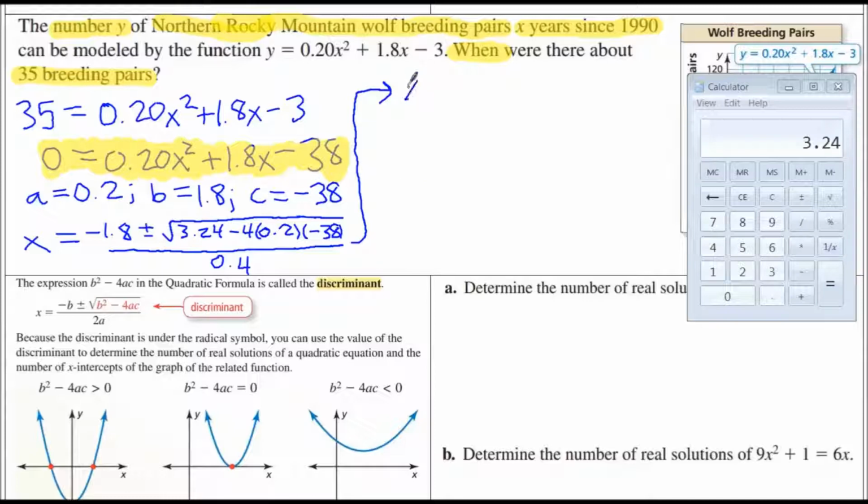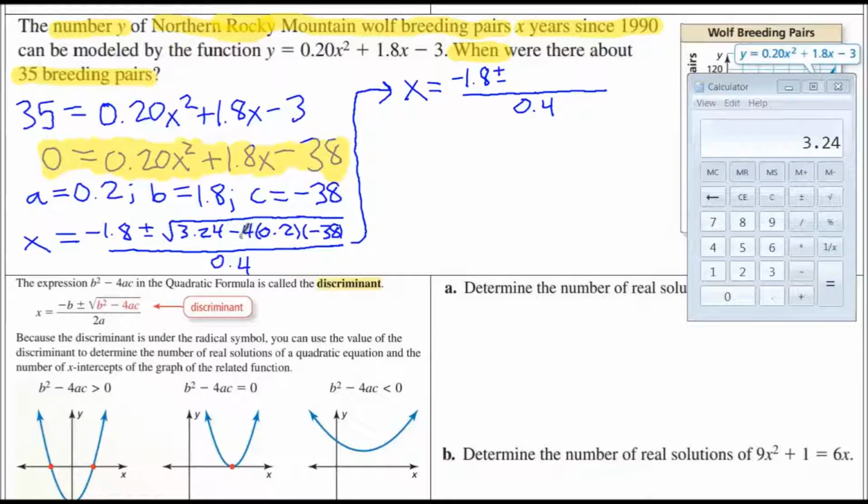As I said before, my favorite way to evaluate this, and you don't have to follow what I'm doing, is to first deal with the discriminant, everything that's underneath that square root, and leave everything else alone. So this is 3 and 24/100 minus, okay, 4 times 0.2 times -38.